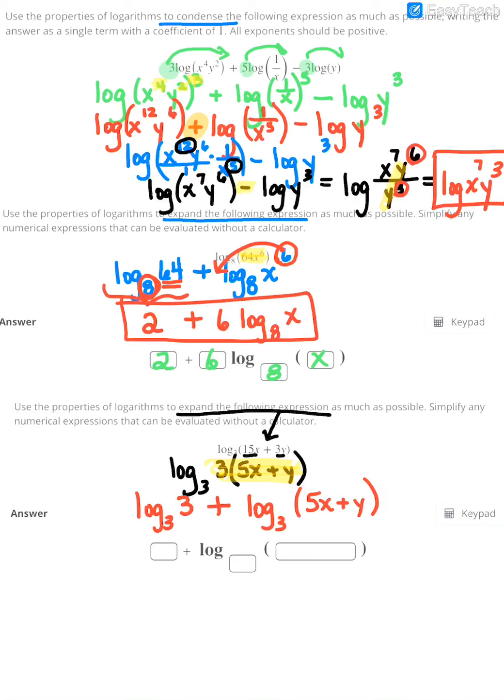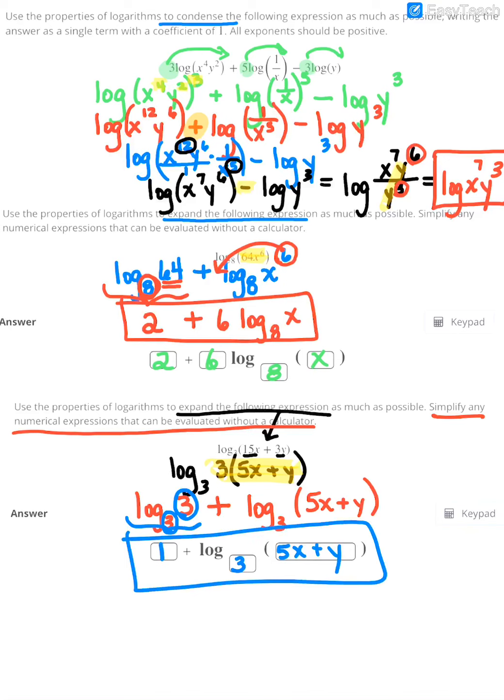And again, they want you to simplify any numerical expression that can be done without a calculator. So if you think about this logarithm, you're asking yourself what power of the base 3 would give you 3. Well, that answer is a 1. 3 to the first would give me 3. And then here you're just filling in the base is 3 and the expression is 5x plus y for your final answer there.